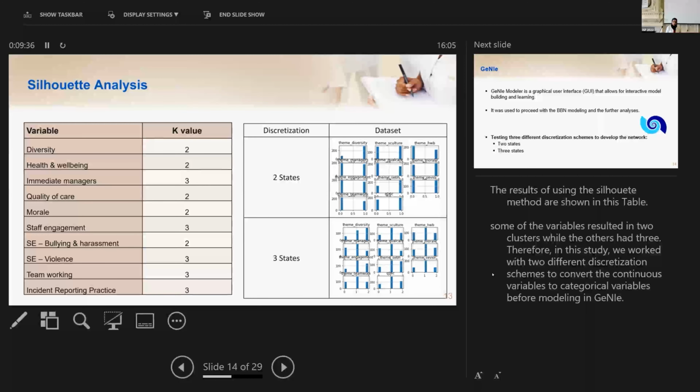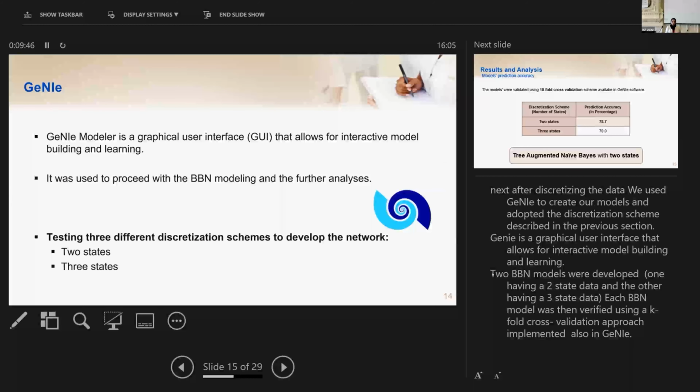In this study, we worked with 2 different discretization schemes to convert the continuous variables into categorical variables before modeling them in GeNIe. GeNIe Modeler is a graphical user interface that allows interaction with models and learning the model. So what we did is we built 2 different models, one with 2 states and one with 3-state data. After that, these models were verified using the k-fold cross-validation approach, also implemented in GeNIe Modeler.